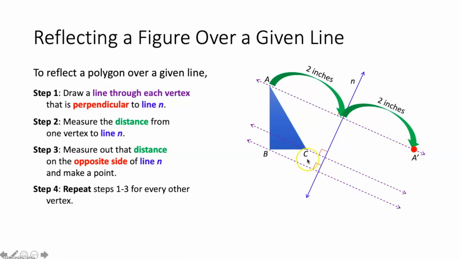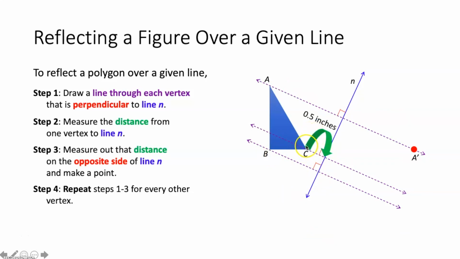Then all we have to do is just repeat that for the other vertices. So these two vertices, we do the same thing. We measure the distance from point C to our line of reflection. It's 1/2 inch. We then take that distance, measure it out on the other side, and put our C prime, our reflection of point C, over line N, or in line N.